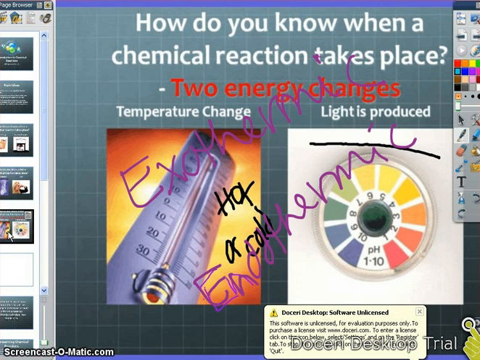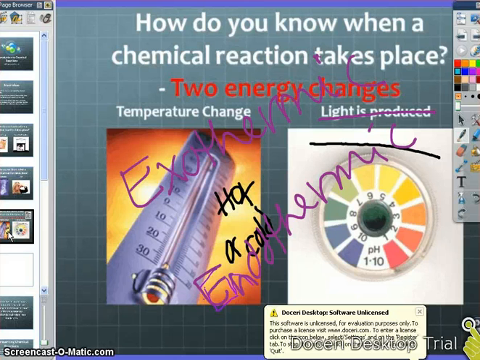And then we also know when light is produced, that is also a sign of a chemical reaction. If we have a glow stick and we pop it to start the reaction, you will see light. If we see a lightning bug, we will see light. Some liquids, when you pour them together, you will see a spark or a light come out of them, and you know that is a chemical reaction.